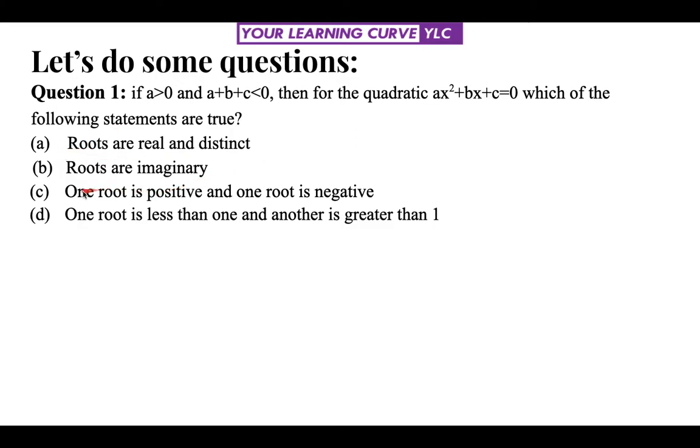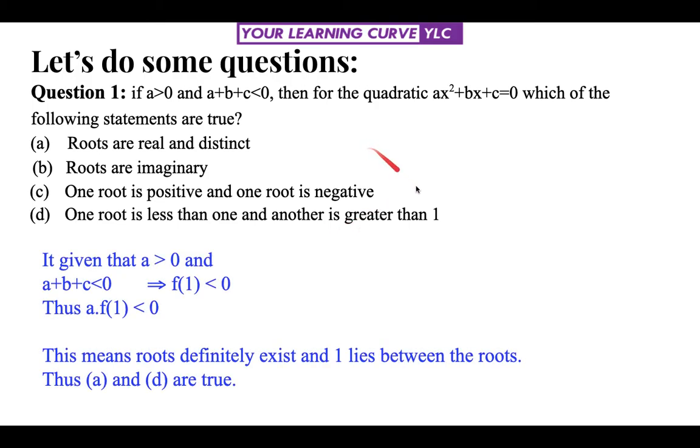Roots are real and distinct, roots are imaginary, one root is positive and one root is negative, one root is less than 1 and the other is greater than 1. More than one option is correct. So if you want to try, you can pause the video and try the question. Let's see the solution. Here f of x is ax square plus bx plus c.